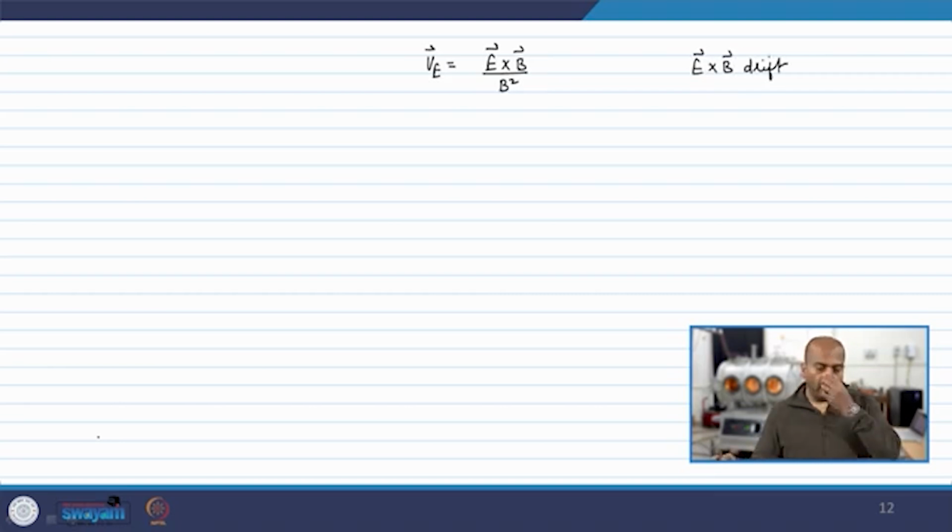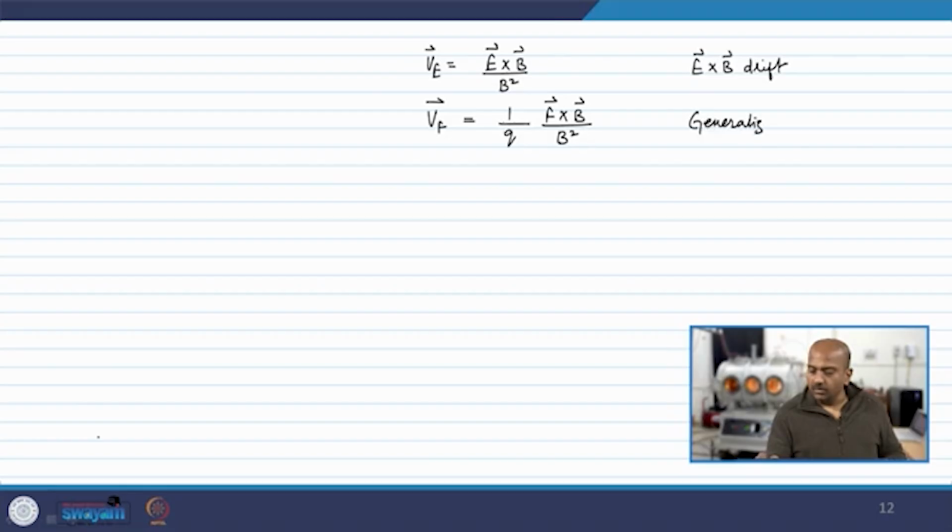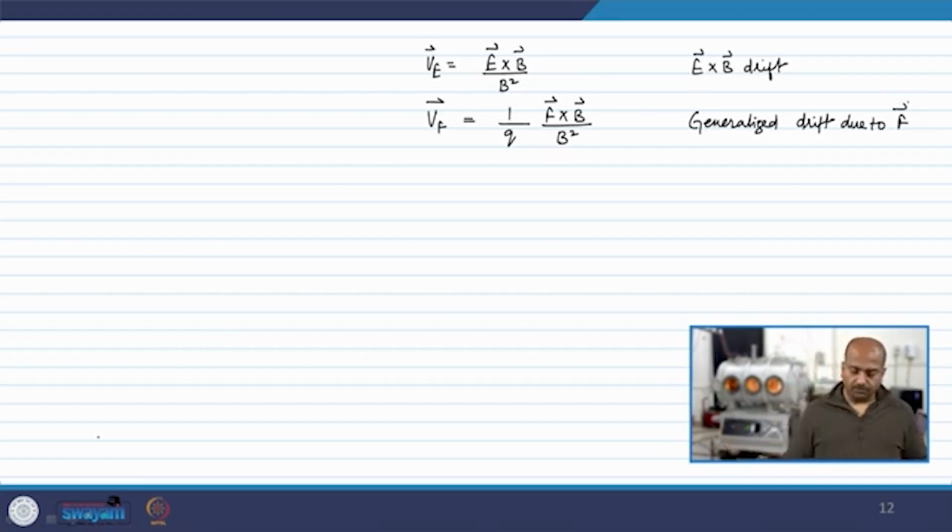drift, right. Now, this is a constant, you see, E cross B, both of them are not varying with respect to time, they are also homogeneous. So, this is a constant term, that means that appears on the right hand side. A more general case, let us say we call it as VF, which is the generalized drift, which we write as 1 by q times F cross B by B square. The name for this is generalized expression for drift or generalized drift due to a non-zero force F, that is it.